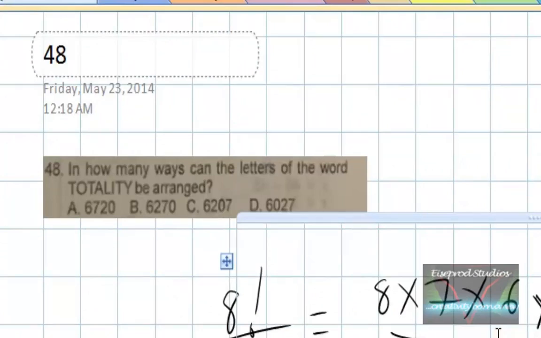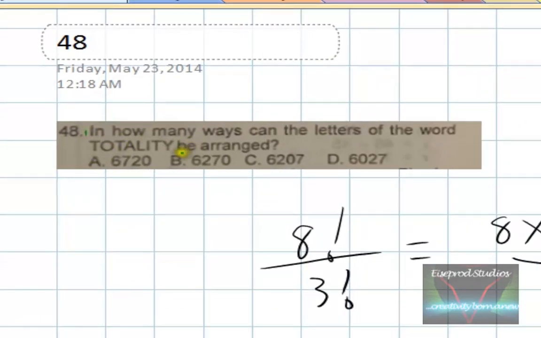Question 48 asks, in how many ways can the letters of the word totality be arranged? And so the first thing you want to do is count how many letters there are. So there are 8 letters total in the word totality. And so you write 8 factorial. If there were no repeats in the letters, you could just leave it as is. However, you'll see that the letter T reappears 3 times. So you have to account for that and divide by 3 factorial.